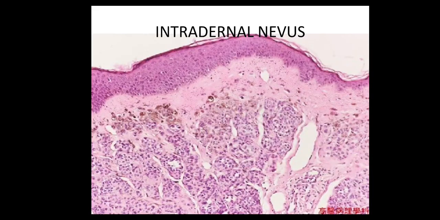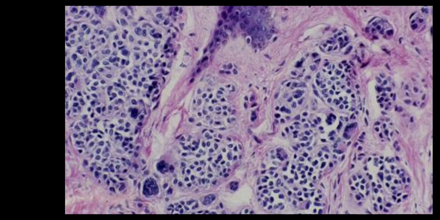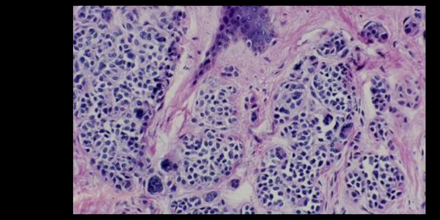Then next you have something called intradermal nevus. Intradermal means, as the name implies, it is in the dermis. Here you can see some nests of nevus cells.